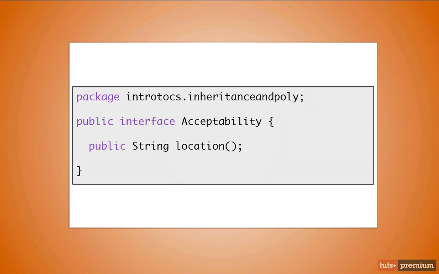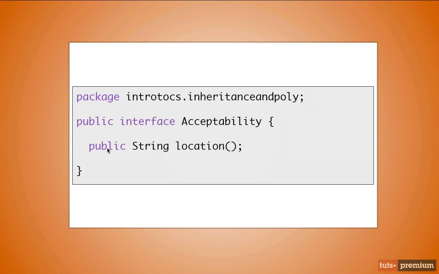Now, to create an interface, it's just like when creating a class, but instead of using the class keyword, we use the interface keyword, followed by the name of the interface. This interface contains just one method. You can of course have more than one method in your interface if you need.